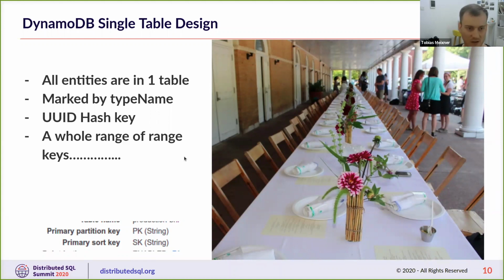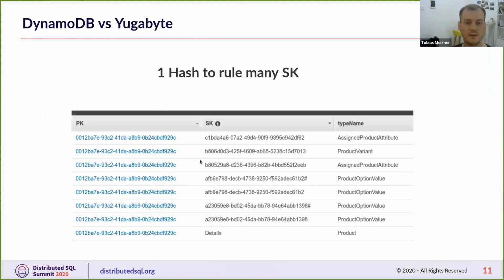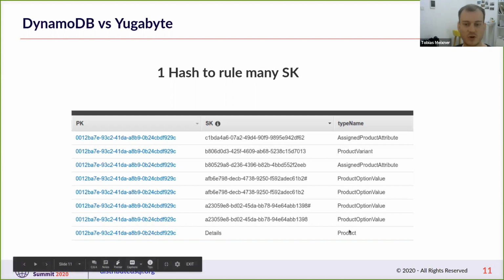And how does that look normally? It's going to be like this. This is an example from BRIKL. If we take a product, the primary key in our case is going to be the product ID, our UUID. And then we do have different type names. So we might have relational data. For example, we have assigned attributes to a product. We also have product option values, we have product variants, and we have the product itself.